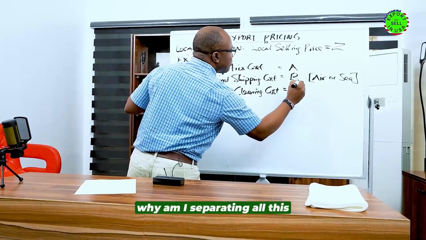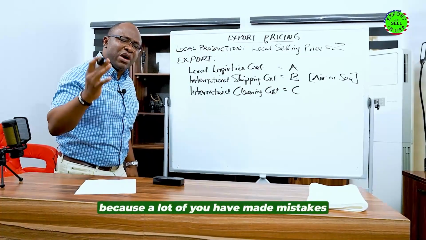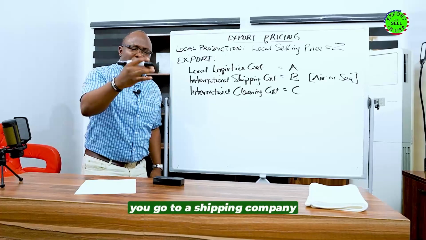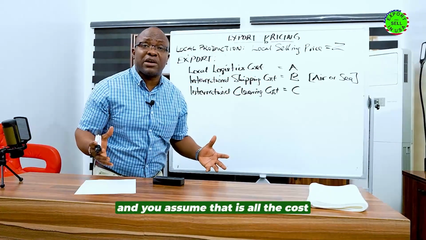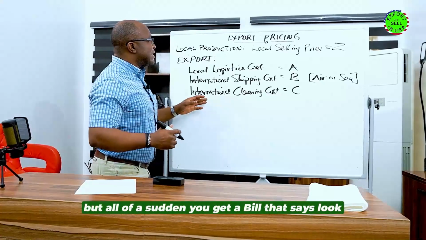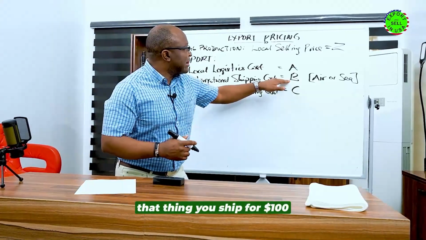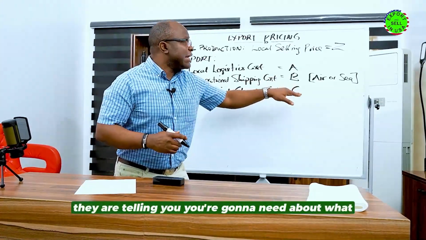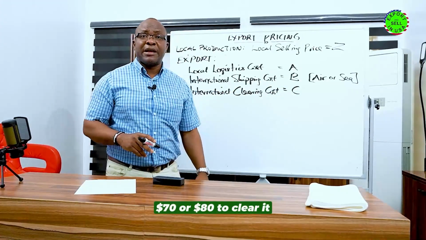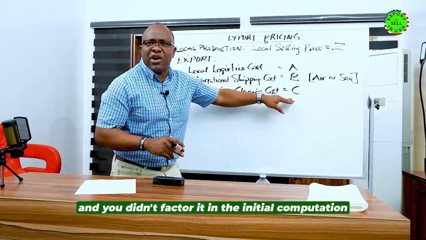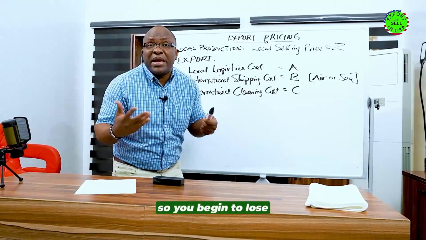Why am I separating all this? Because a lot of you have made mistakes. You go to a shipping company and they give you the shipping cost and you assume that is all the cost. But all of a sudden you get a bill that says, look, that thing you shipped for $100, you're going to need about $70 or $80 to clear it. And you didn't factor it in your initial computation. So you begin to lose.